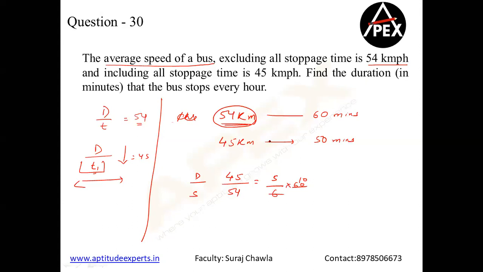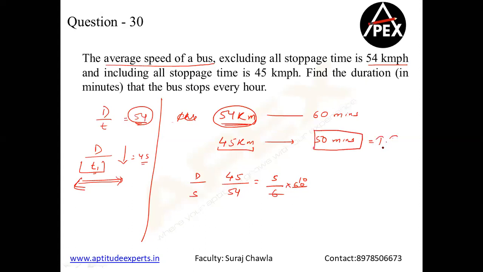Clear? When I'm saying that with stoppage the speed has reduced, please understand, it's not that the speed has reduced. The average speed has reduced because I'm taking more time now. So effectively the speed of the bus is not changing. So I'm taking 50 minutes to cover 45 kilometers at the earlier speed. The bus is taking 50 minutes only. So this is your travel time.